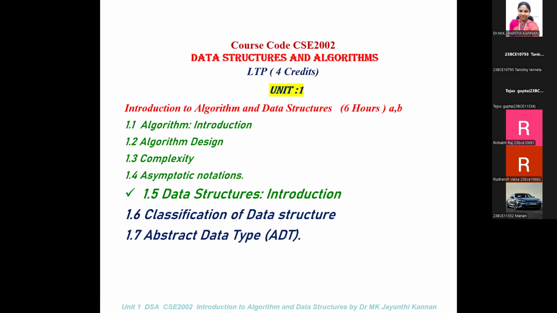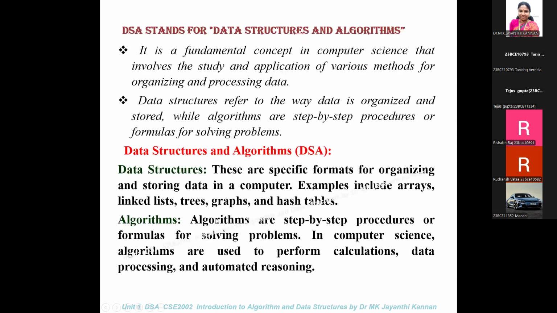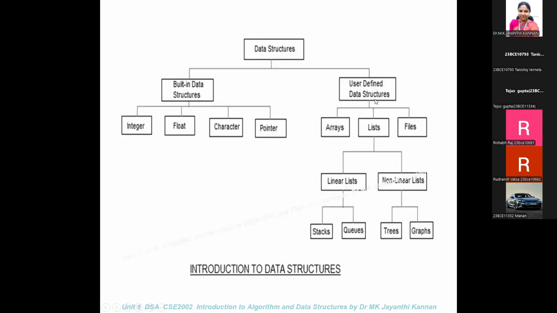Then the second part of unit 1 is data structure introduction, classification of data structure, and abstract data type. These are the data structures, and these are the algorithms we are using. If you take the classification of data structure, there are built-in and user-defined. Built-in ones are part and parcel of the compiler, the C compiler or C++ compiler.